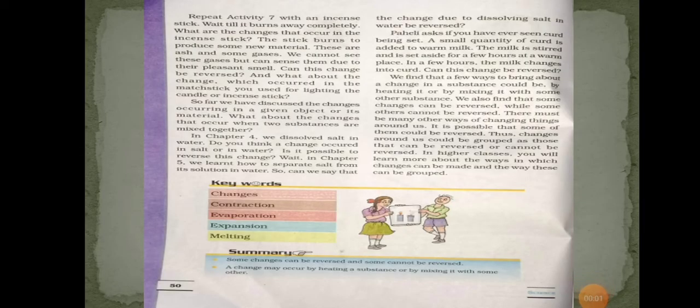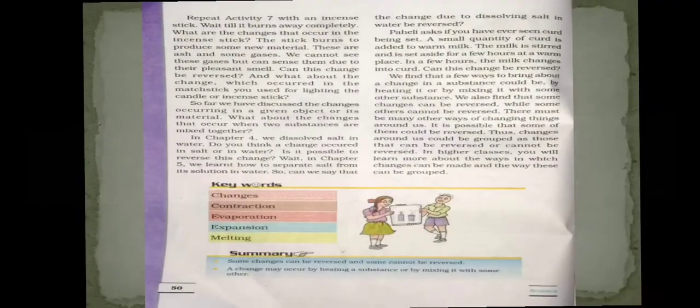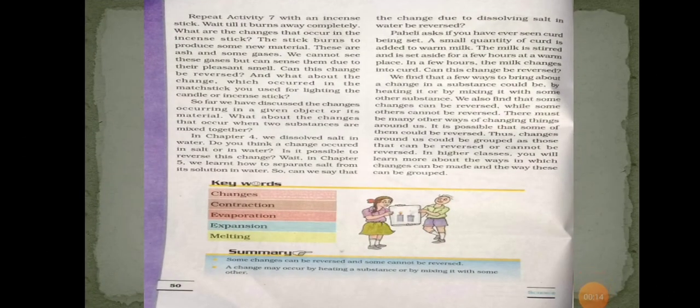Now repeat the activity 7 with an incense stick. Wait till it burns away completely. What are the changes that occur in the stick? The stick burns to produce new material. These are ash and some gases. We cannot see these gases, but we can sense them due to their pleasant smell.